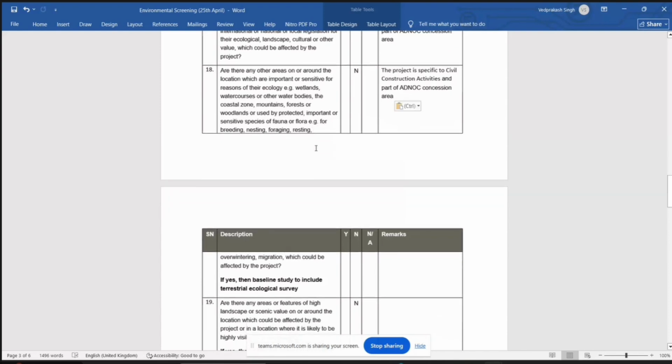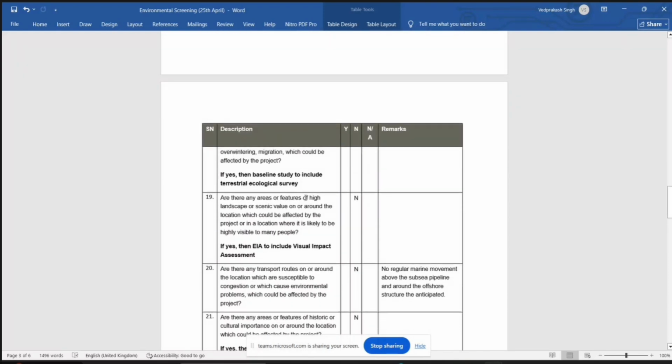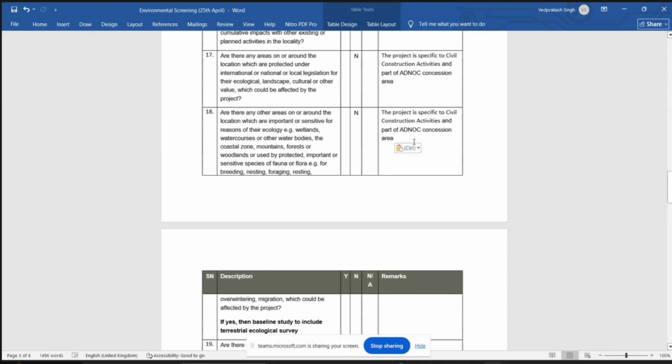You can put in the remarks that there are some areas which are wetland, but they are not protected. We are part of the concession area only. Wetland is there, for example under ecology. We have wetlands and other water bodies within our project site. But the thing is, it is not a protected sort of wetland.